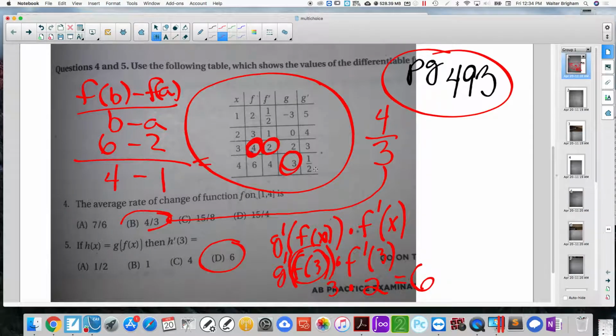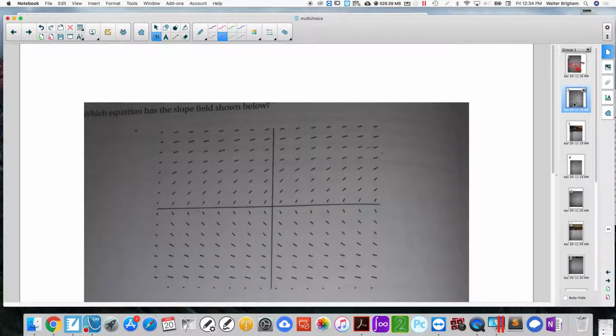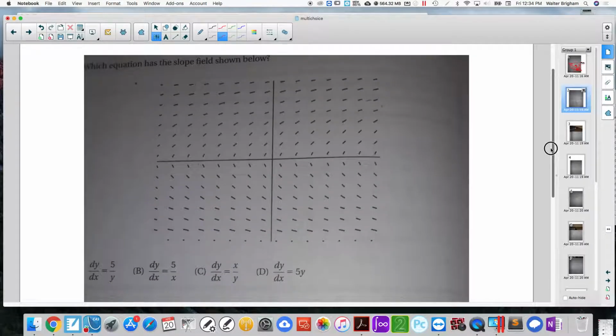Back to our video questions. If you could please turn to the next page, which is page 494. Are we going to do number 7? Does it look like I'm doing number 7 right now? Number 9. Number 9. Yes! The answer's A.